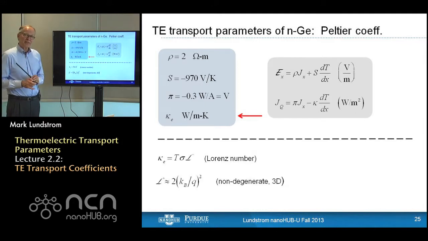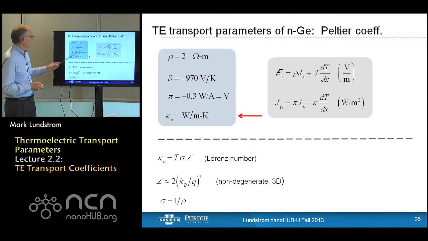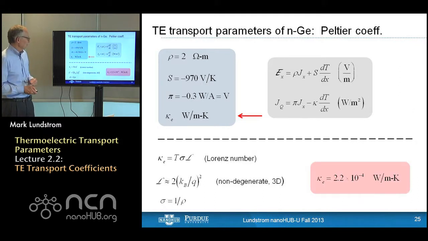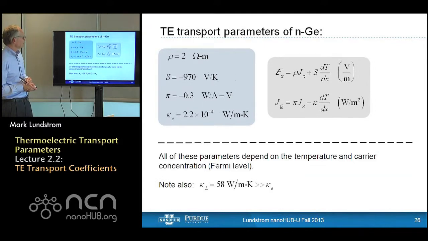It's a non-degenerate semiconductor. The Lorentz number varies between 2 for a non-degenerate and pi squared over 3 for a degenerate. So we'll use 2. We know the electrical conductivity. It's 1 over the 2 ohm centimeter resistivity that we deduced. So we plug numbers in, and we get an electronic thermal conductivity of 2.2 times 10 to the minus 4 watts per meter Kelvin. That's a pretty small number, actually.